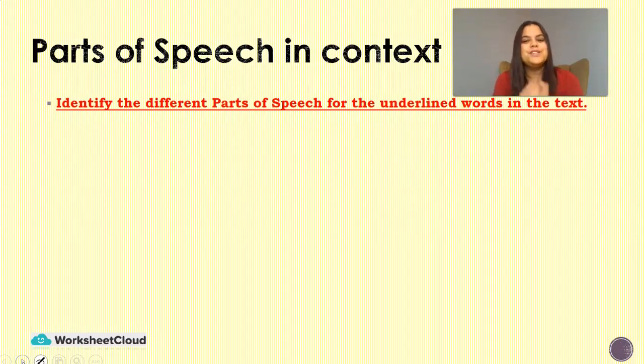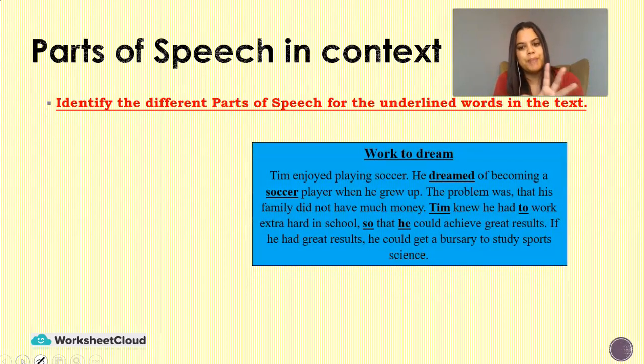So, parts of speech in context. In the previous slide, there were a few words that were underlined, okay? I don't know if some of you noticed that. So those words, I wanted you to find the part of speech of those words. So I'm going to put the paragraph back up again. And you can see now the words that were underlined were dreamed, soccer, Tim, to, so, he.